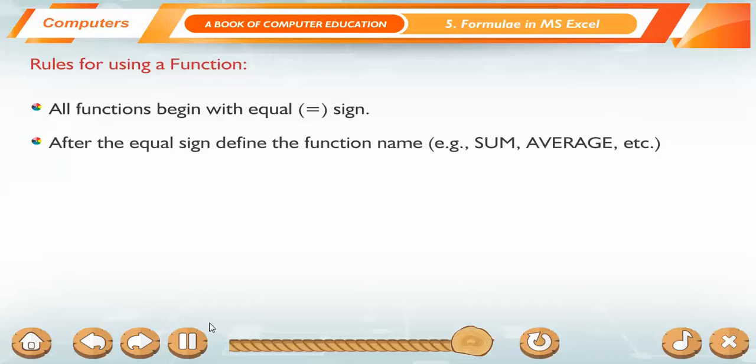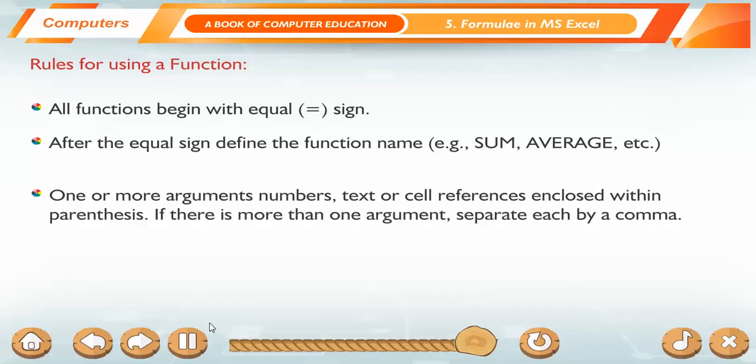Rules for using a function. All functions begin with equal to sign. After the equal sign, define the function name. Example, sum, average, etc. One or more arguments, numbers, text or cell references enclosed within parentheses. If there is more than one argument, separate each by a comma.